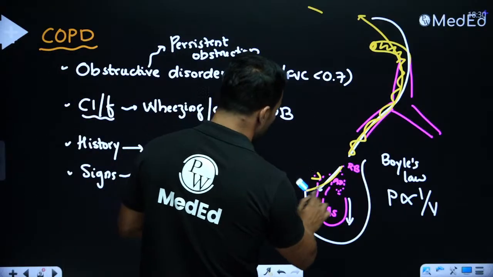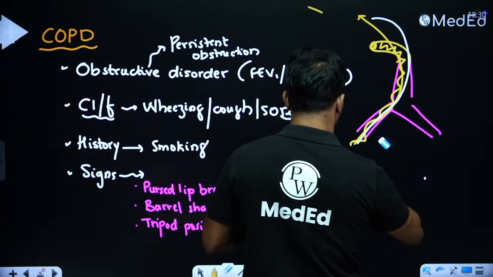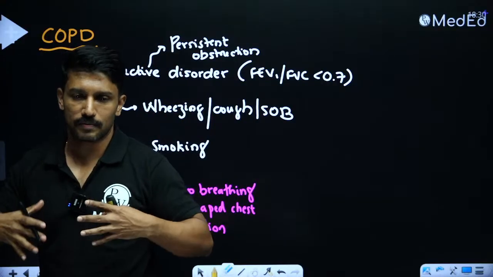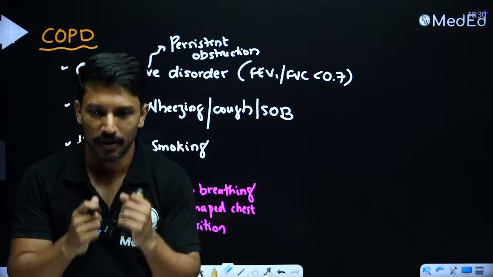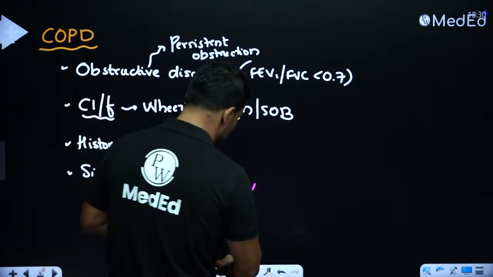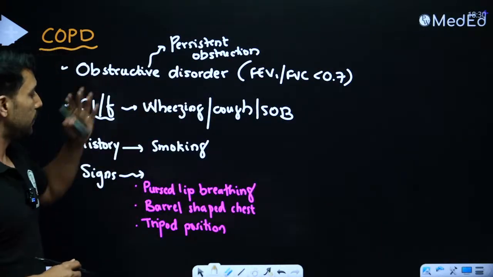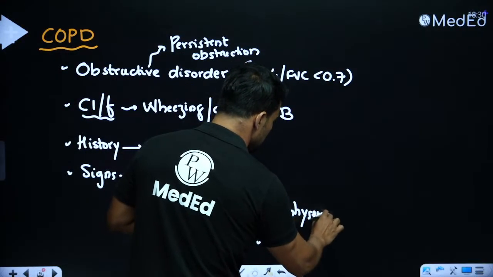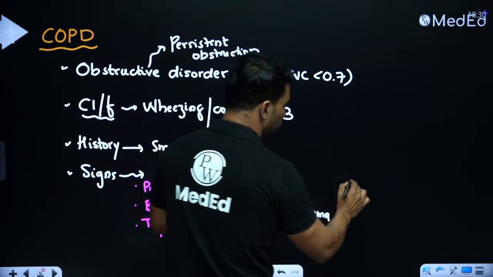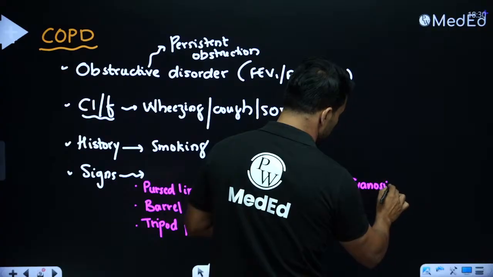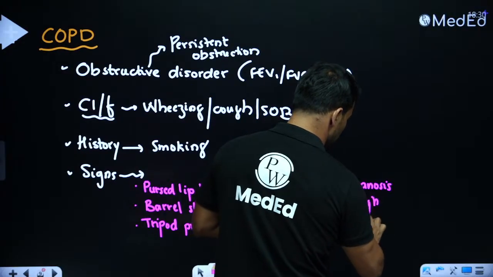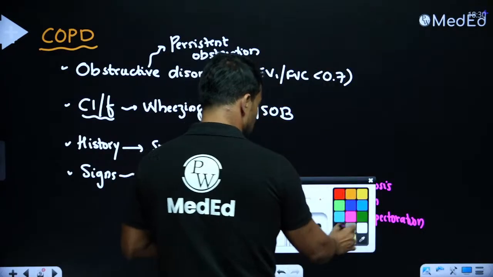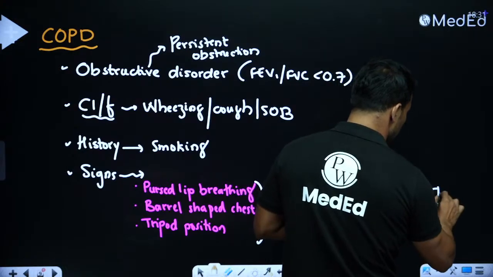So if the examiner is talking about these findings, that is pursed lip breathing or barrel shaped chest, or if he is giving the images of someone pursing their lip and breathing, or someone having this barrel shaped chest, or someone taking the tripod position, he is talking about emphysema. And in the context of smoking and all, we are talking about COPD. Okay. Another thing the examiner may mention is that these patients of COPD often may have cyanosis and cough with expectoration. And when the examiner is talking about the cyanosis and cough with expectoration, he is pointing towards a component of COPD called chronic bronchitis.